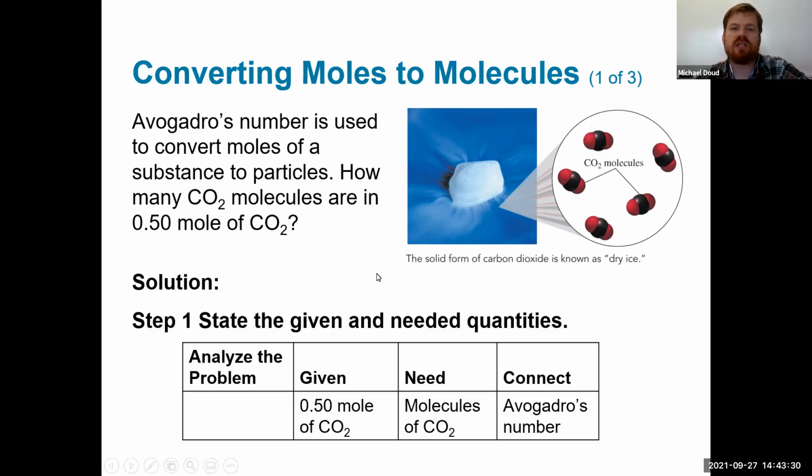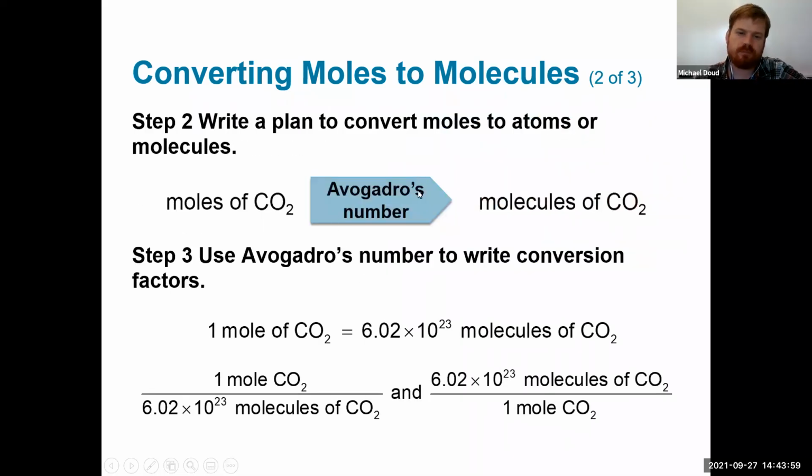Okay, so let's do an example problem here to get ourselves thinking in the right way. Avogadro's number is used to convert moles of a substance to particles. How many CO2 molecules are in 0.50 moles of CO2? Just like all of our problems, we should analyze what we're given and what we're asked for. We're starting from 0.50 moles of CO2, and we're asked to give the number of molecules. We need to know that the connection between moles and molecules is going to be Avogadro's number.